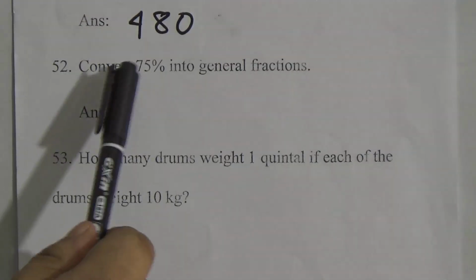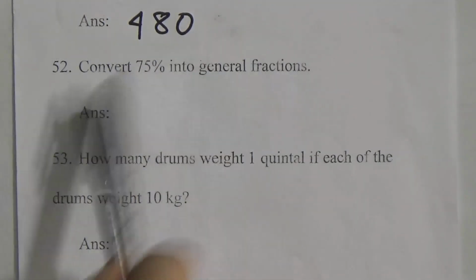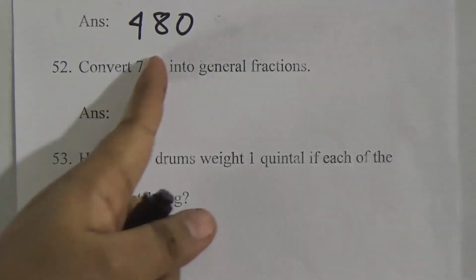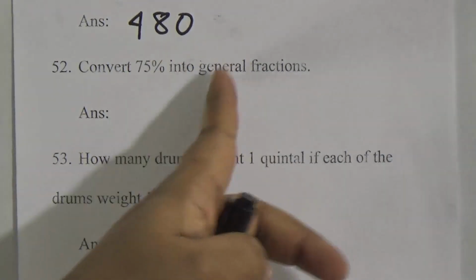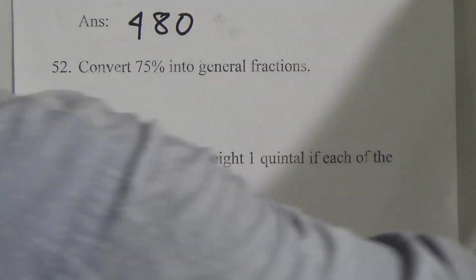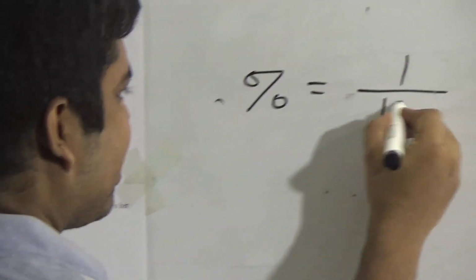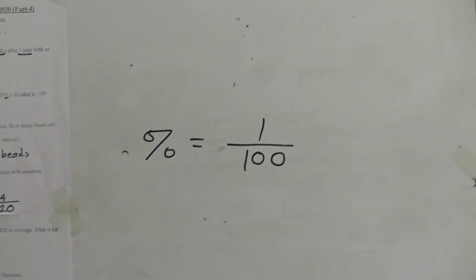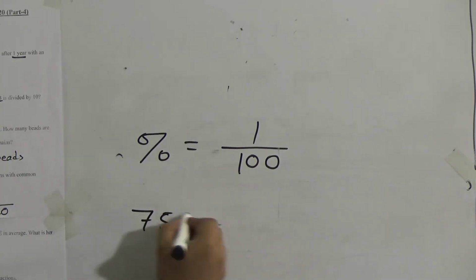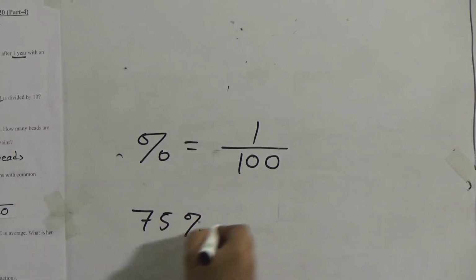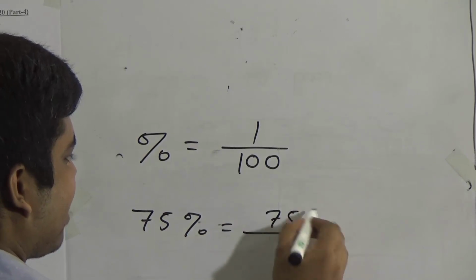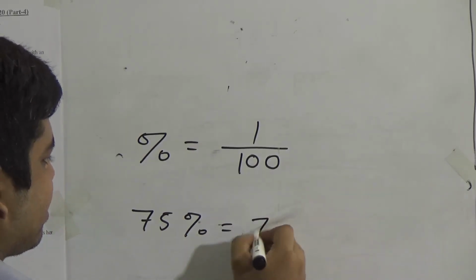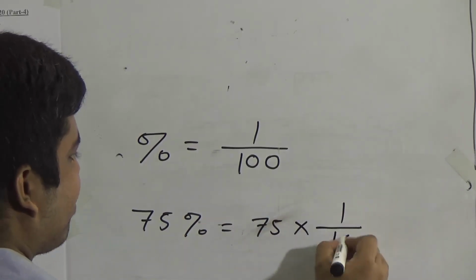So first of all we read the question. 52 is convert 75% into general fraction. Before starting to convert it into general fraction, at first we want to know what is percentage. Percentage sign means 1 by 100. So here you notice 75%. For this percent I write here 75 multiplied by 1 by 100.